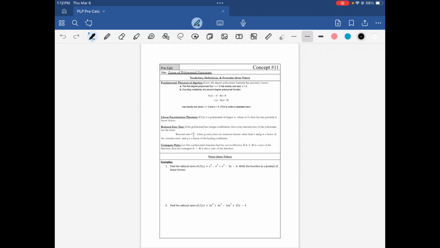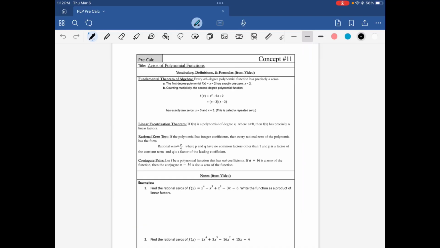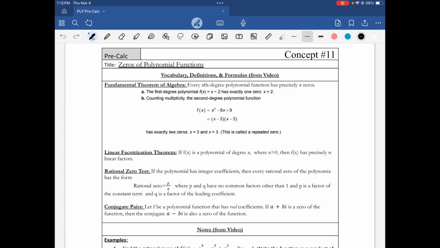Hello, PLP pre-calc. Today we're going to be looking at concept 11, zeros of polynomial functions. We're going to start with some vocab and definitions and some formulas.